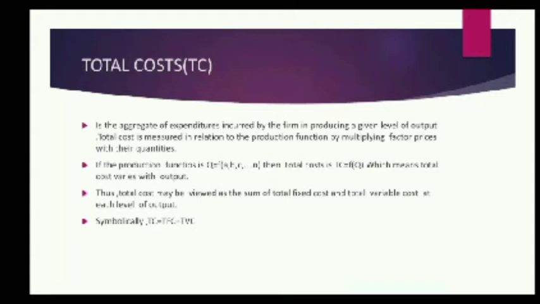Thus, total cost may be viewed as the sum of total fixed costs and total variable costs at each level of output. Symbolically, total cost equals total fixed cost plus total variable cost.